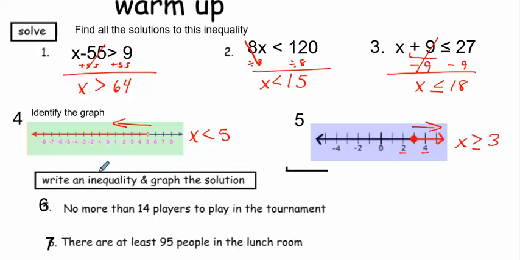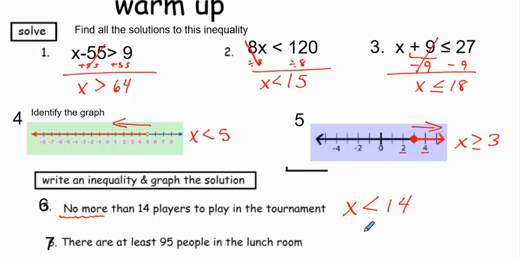Right, so now writing inequality statements. No more than 14 players to play in the tournament. So write your variable, write your number. That's the very first thing. Then you've got to figure out which symbol to put in there, greater than or less than. Okay, so no more than, that means it can't be more than 14. It can't be more. So that means it has to be less than 14.